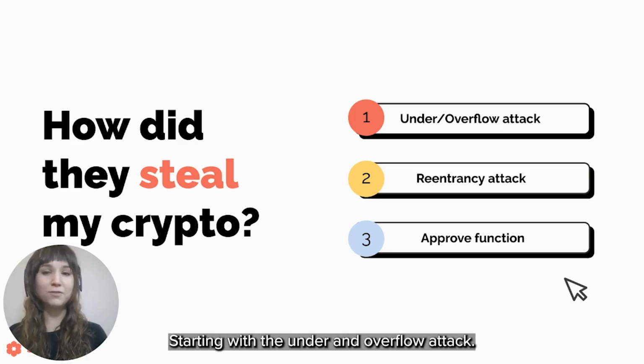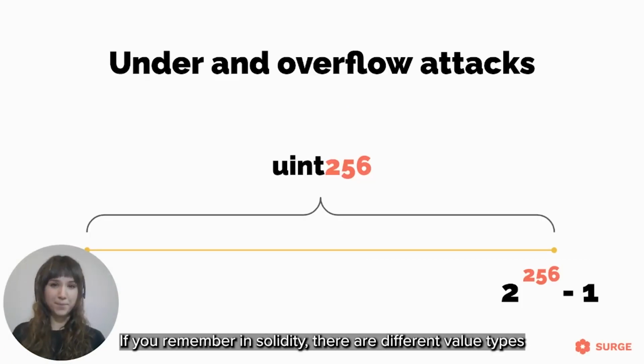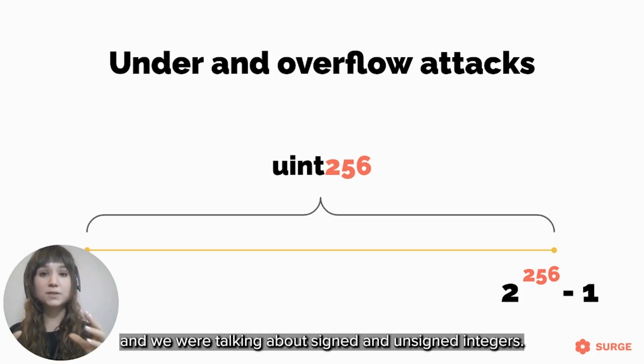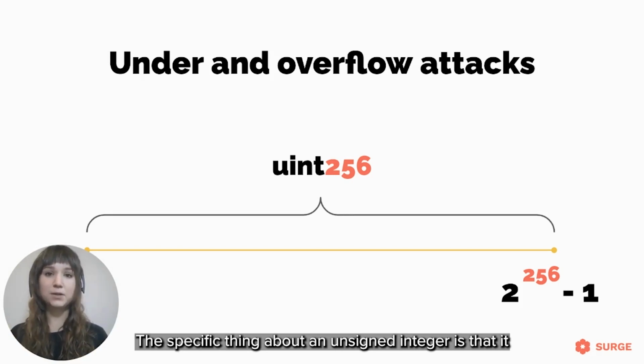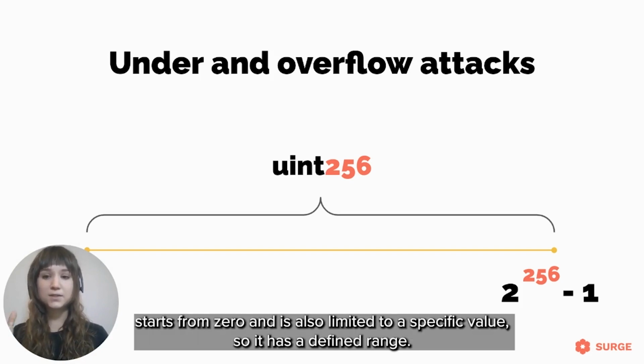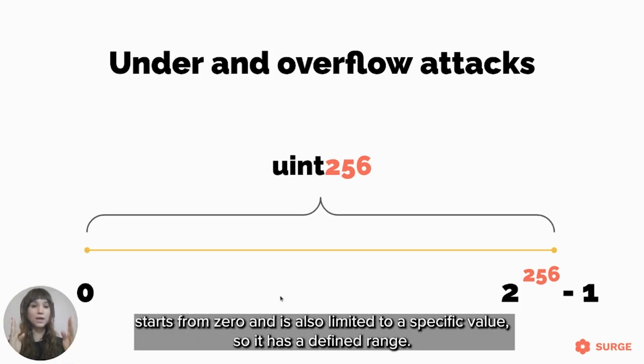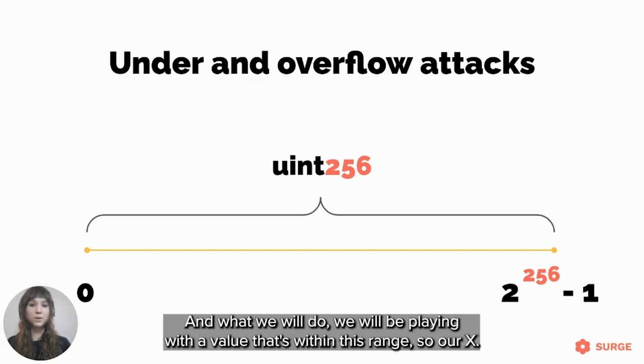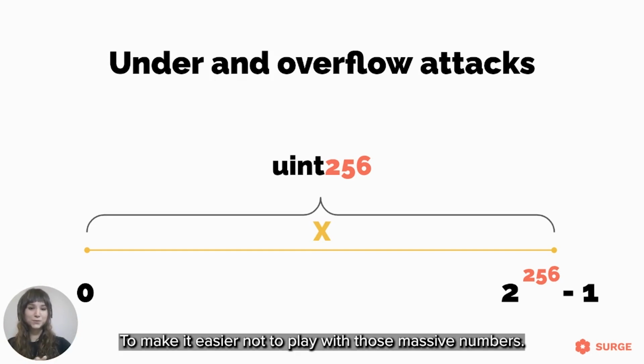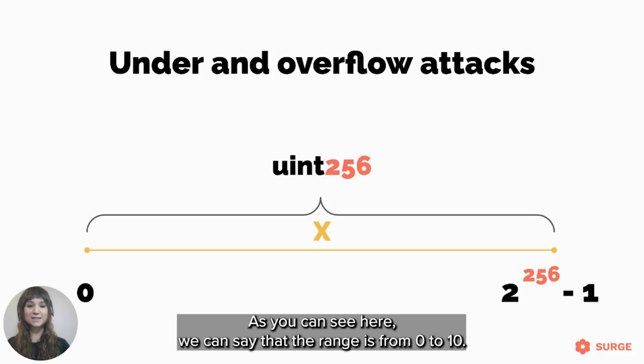Starting with the underflow and overflow attack. If you remember, in Solidity, there are different value types, and we were talking about signed and unsigned integers. The specific thing about an unsigned integer is that it starts from 0 and is also limited to a specific value, so it has a defined range. We will be playing with a value that's within this range, so our x. To make it easier not to play with those massive numbers that you can see here, we can say that the range is from 0 to 10.